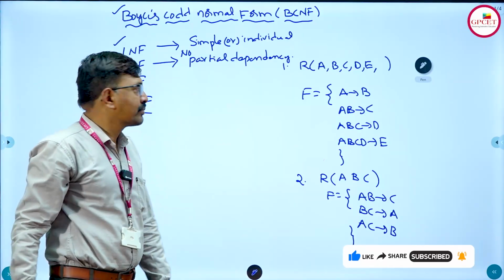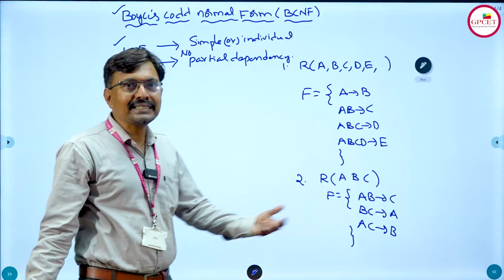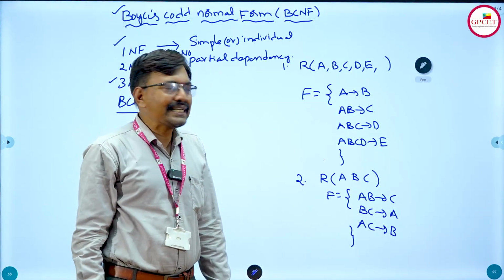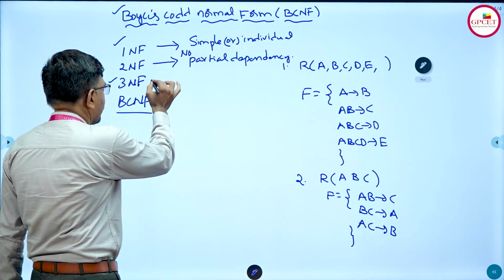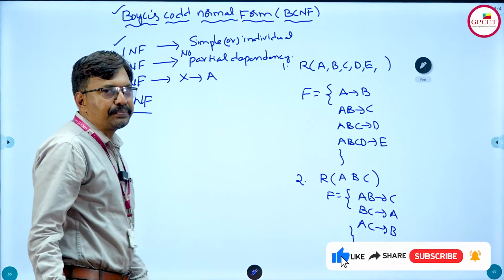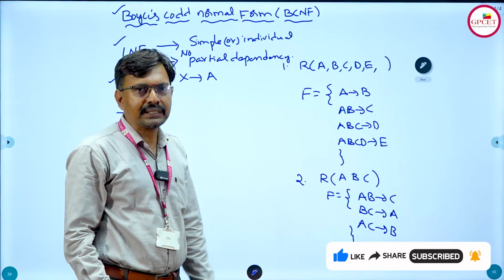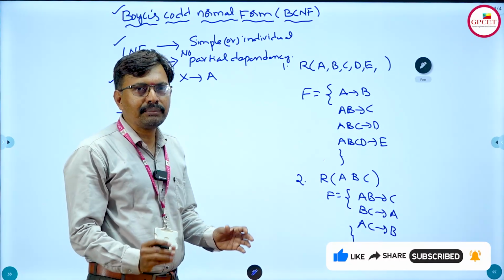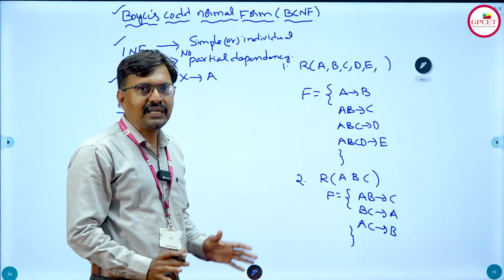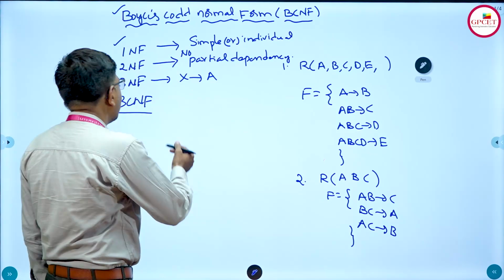That is a drawback. Whereas a relation schema R is in third normal form if, whenever X tends to A holds, either X is a key, like a super key or primary key, whatever it may be, keep in your mind that is a key, or A should be a prime attribute or key attribute. That is third normal form.